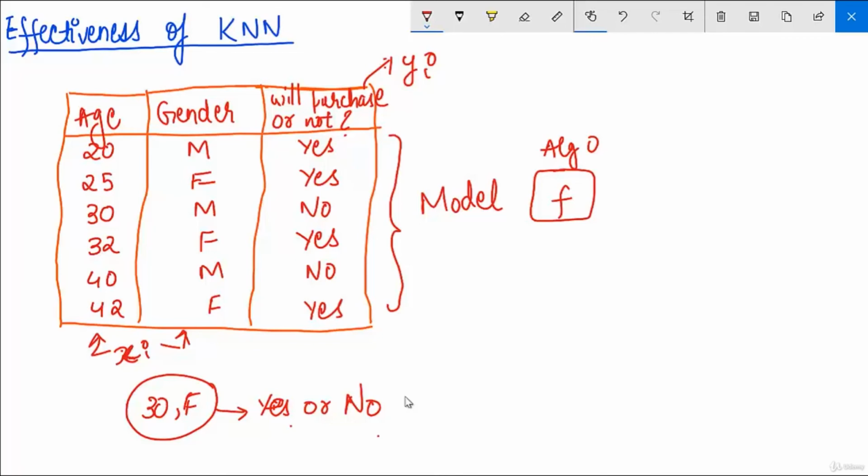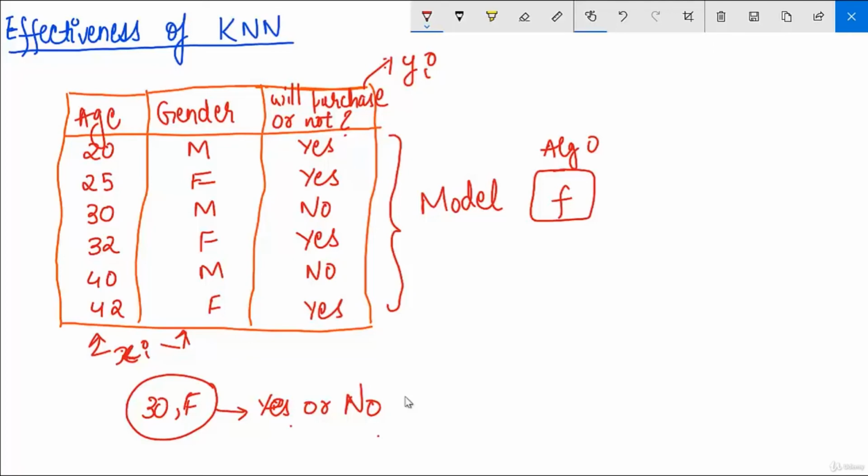So I'm not confident enough that this model will give accurate predictions or not. I have created this algorithm, this model, and even I'm not confident enough. So this is the problem.